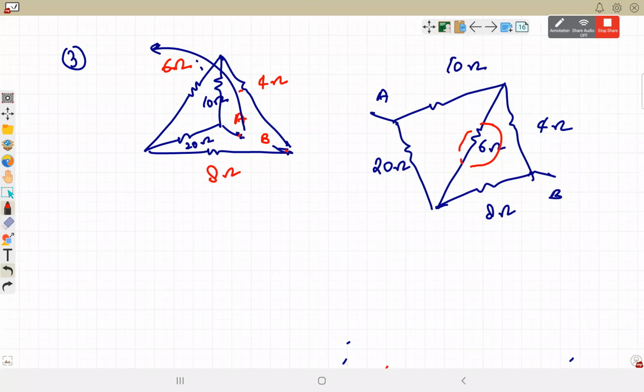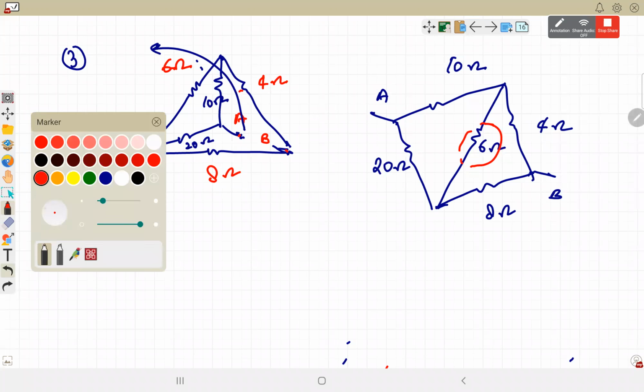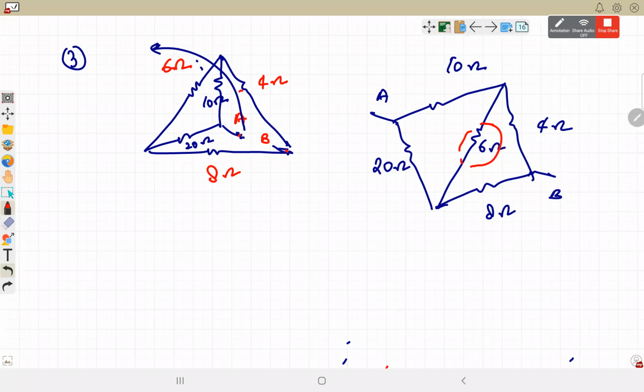So likewise, we can find out the equivalent resistance in any Wheatstone bridge. We did one extended Wheatstone bridge. The same circuit can also be applied in the resistor. Extended Wheatstone bridge.